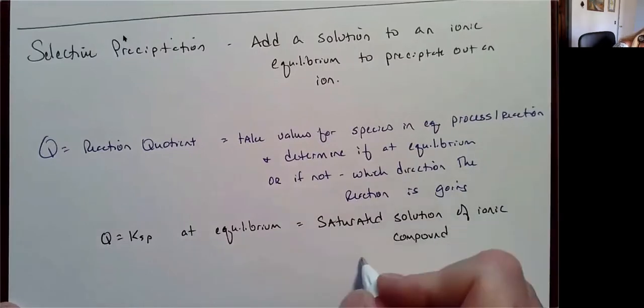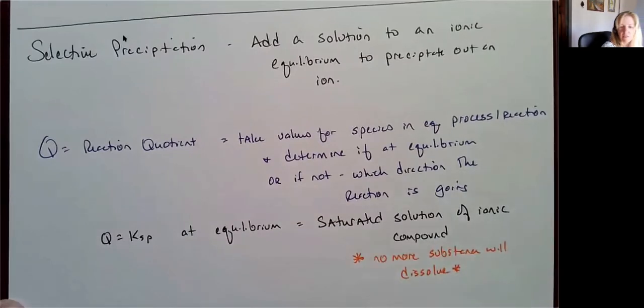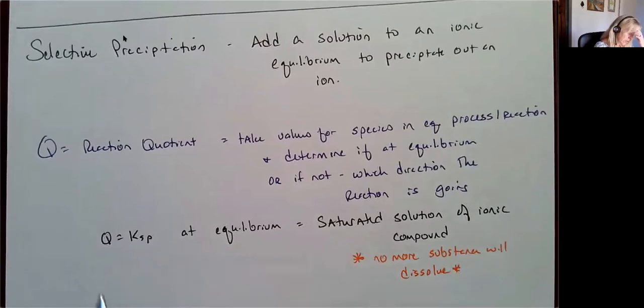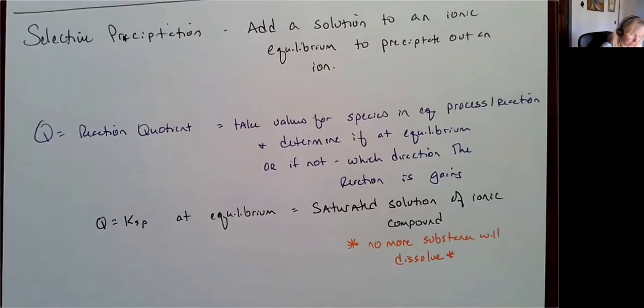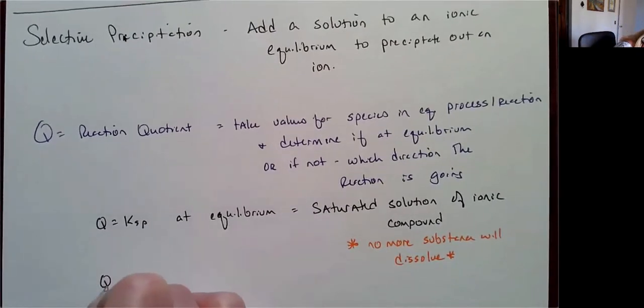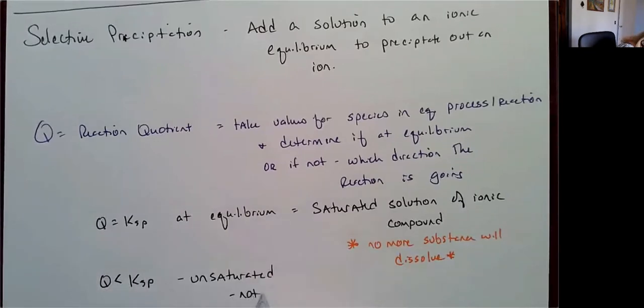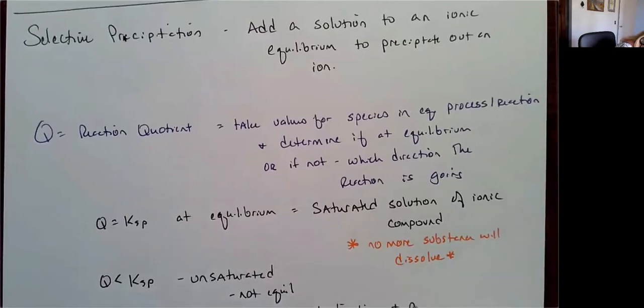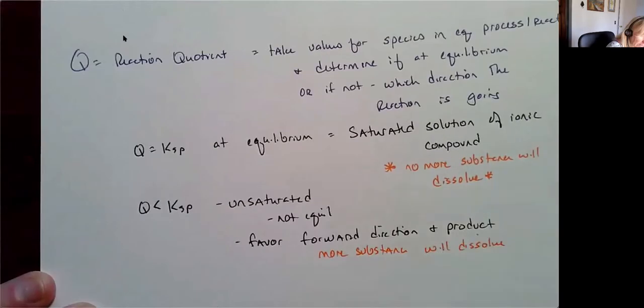What that means is that no more of that substance is going to dissolve because it's saturated. So if I can determine Q and I know my Ksp because I can look those up in a table, then I know if I'm at the saturation point. If Q is less than Ksp, then I'm unsaturated. I'm not at equilibrium, and I'm going to favor the forward direction and product, which means that more of that substance will dissolve. If I take something and I add it in and I have a Q that's going to be less than Ksp, then whatever I'm adding in is going to be able to dissolve into water.